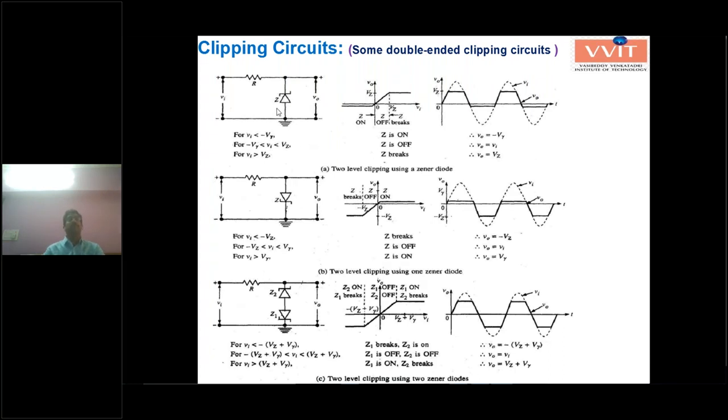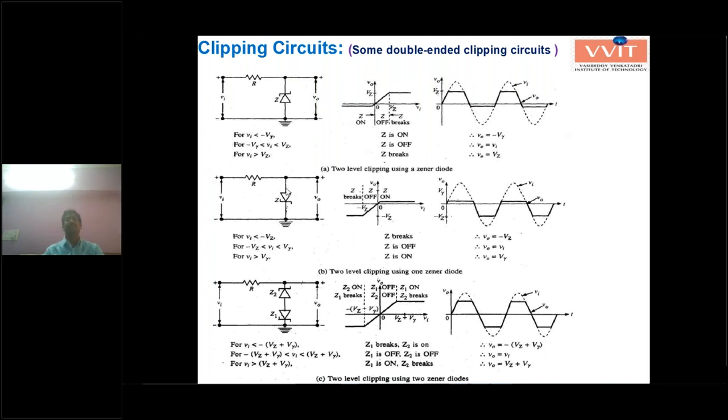Next, whenever the input voltage lies between minus V gamma and the Zener breakdown voltage Vz, the Zener diode will be in off condition. Once it is off, it is an open circuit and the input is transferred to the output. So V naught equals Vi, slope equal to 1. And third condition, whenever Vi is greater than the breakdown voltage Vz, the Zener diode breaks down. Then V naught equals Vz, whatever the value of the breakdown voltage, the same value repeats.